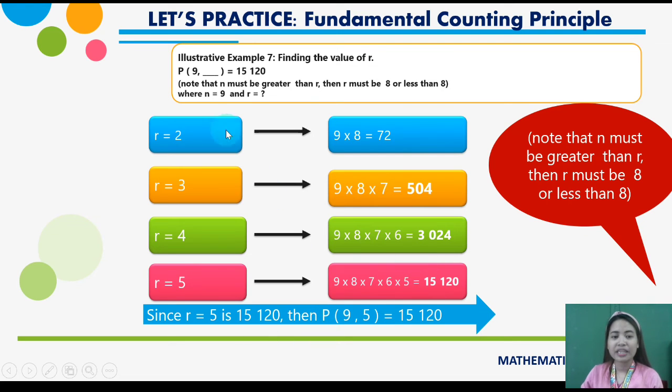Then permutation of 9 and 5 is equal to 15,120. You can recheck your work in the given. If the total number is the same, then your answer is correct.